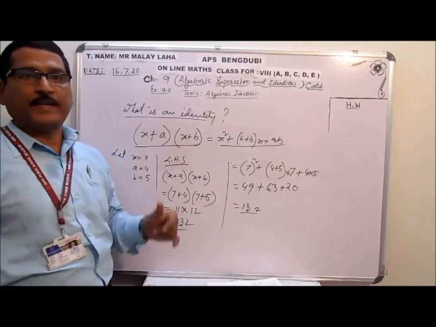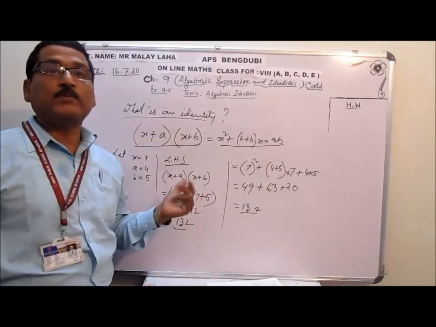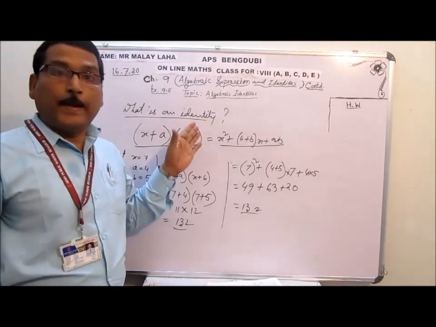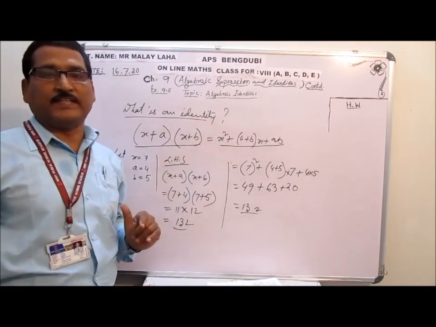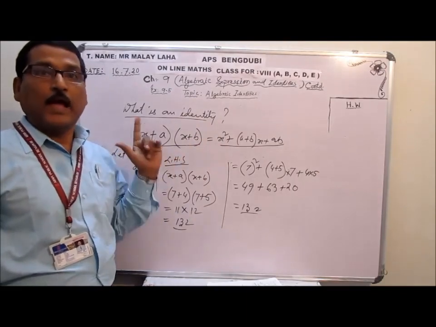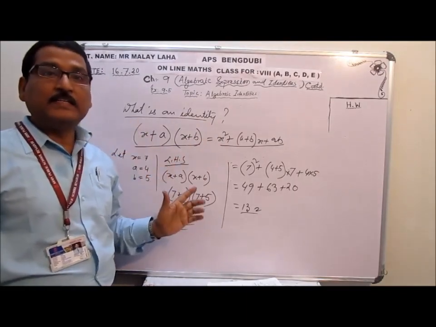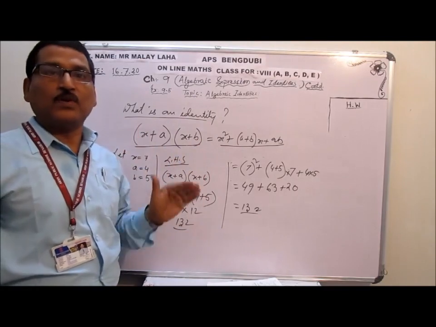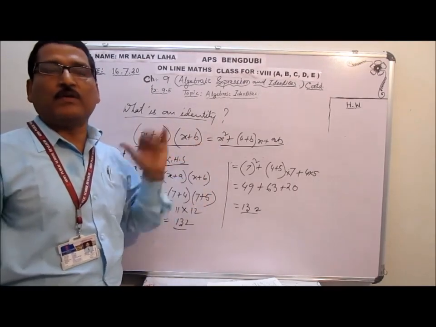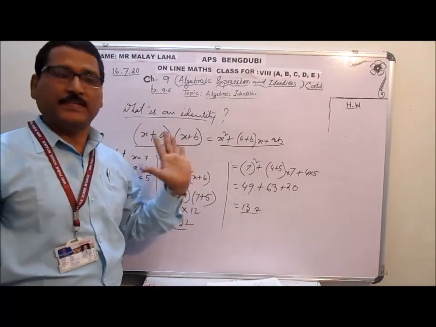Then how will we define an identity? An identity is an equality of equation which is true for every value of the variables present in it. Every value of the variables present in it. And an identity is an equation which is true for every value of the variables present in it. Write it down.